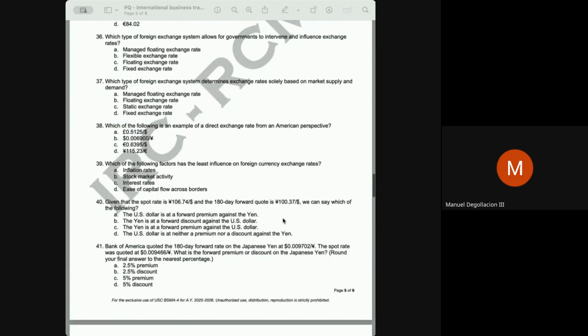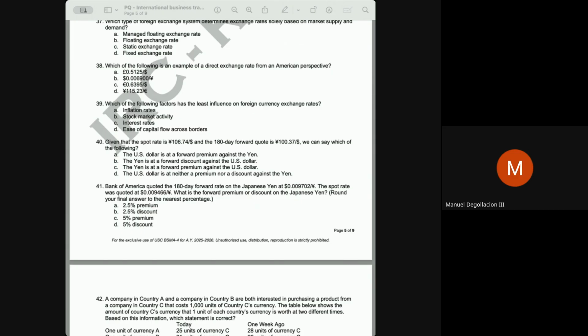Number 38. Which of the following is an example of a direct exchange rate from an American perspective? So if we're looking for direct, it's basically the dollars converted into one foreign currency. So which of the choices gives you a number of dollars, which is the equivalent of one foreign currency, and that would be letter B. So the answer to number 38 is letter B.